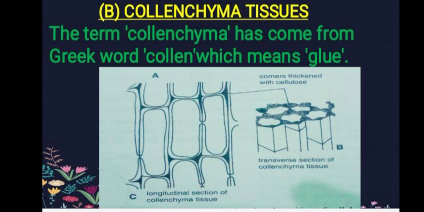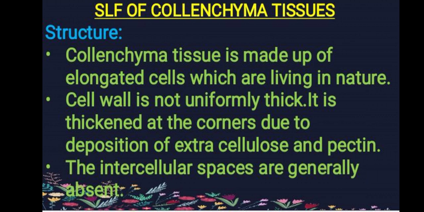Another type of supporting tissue present in the plant body is Collenchyma tissue. The term Collenchyma has come from the Greek word kolla, which means glue. The diagram presented here shows the longitudinal section and the transverse section of Collenchyma tissue. Let's have a look at the structure, location and function of Collenchyma tissues.